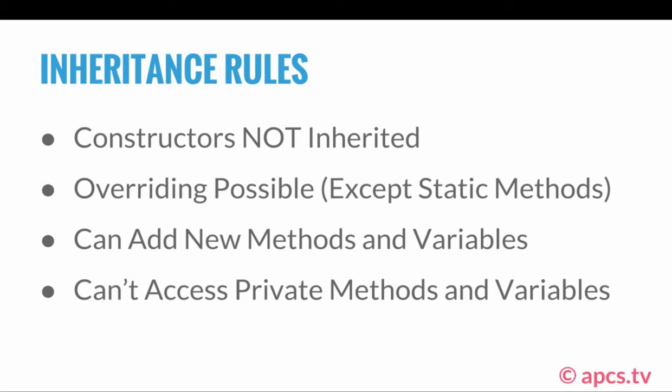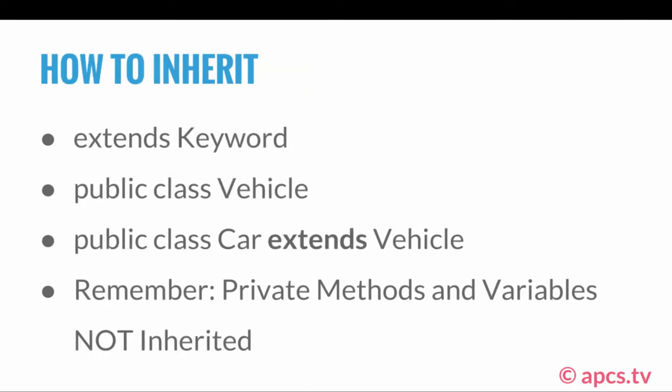Now, one important thing to note is you cannot access the private methods and variables in a superclass. They're inherited, but you cannot directly access them. That means you cannot directly invoke a method, or you cannot directly modify a variable. However, there are indirect ways to do this through our setter and getter methods. And as we look at an example in this lecture, we'll be able to see how exactly that works.